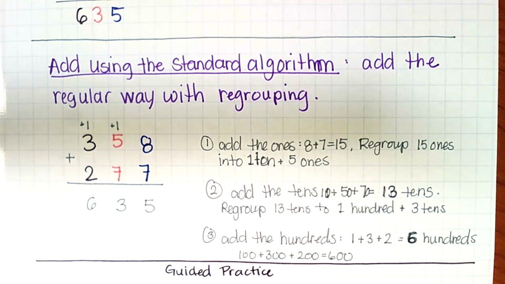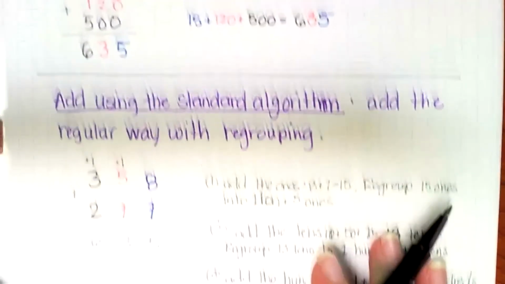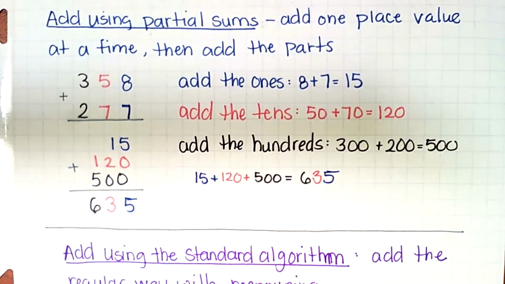So you can use partial sums like we did on top, or you can use a standard algorithm. This, as you can see, takes up a lot less space when you're working on it than this one, which takes up a lot more space.